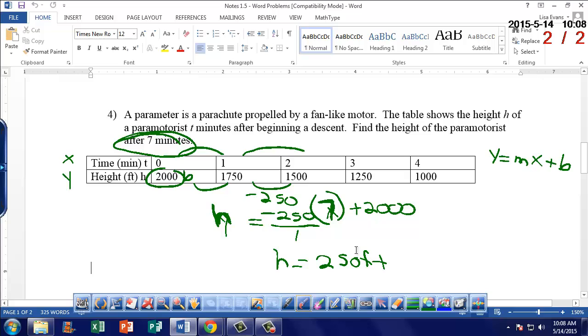Now, can you just say, oh, it keeps going down by 250? I'm already at 4 minutes. I'm going to subtract 250 for 5 minutes, subtract 250 for 6 minutes, and subtract 250 for 7 minutes. Yes, you can, and you don't have to do any of the equation, and you will get the answer.